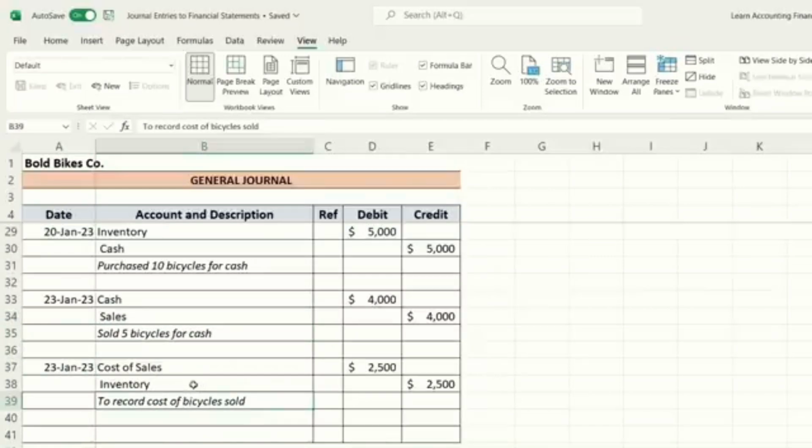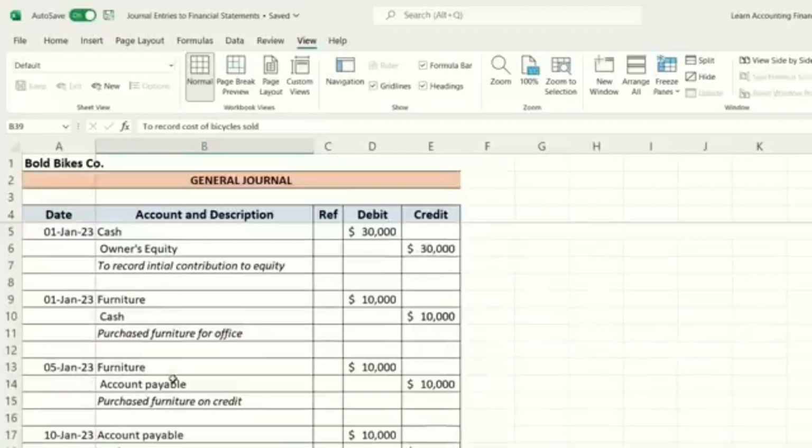So these are the 9 entries which are entered in the general journal. This is the first step, where the accounting entries are recorded in a sequence based on the date and time. Okay, so the next step is the journal ledger.